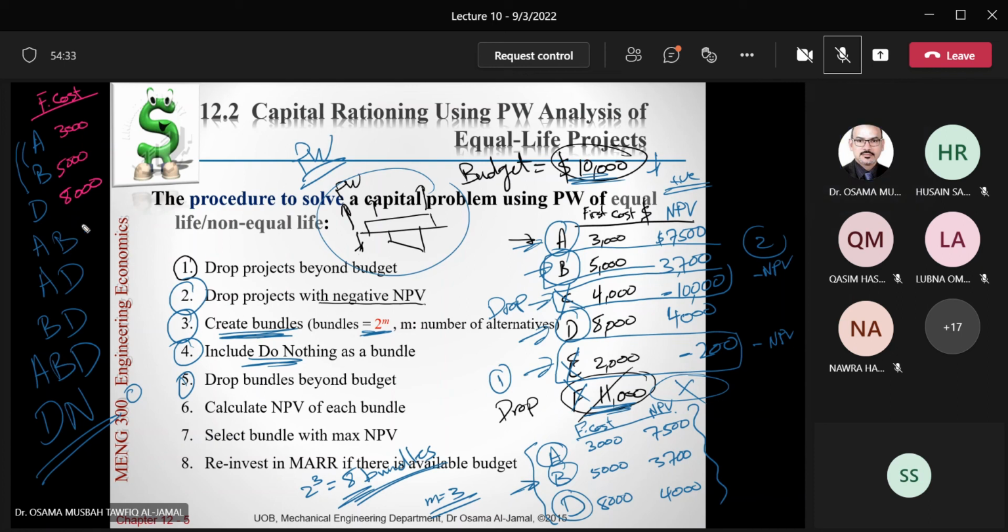AB equal how much? 8,000. نجمع, just add them together. 8,000، جمعنا 3,000 زائد 5,000. ال AD، 3,000 زائد 8,000، 11,000. BD، 13,000. ABD، 16,000. Do nothing, we said it's zero. هاي الفيرست كوست.